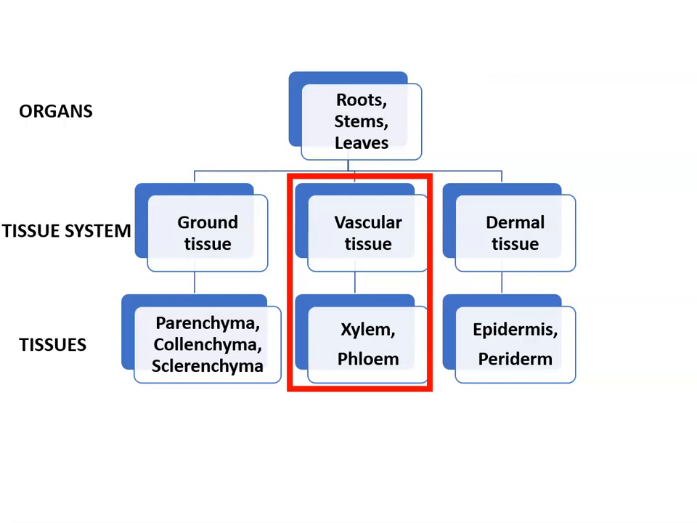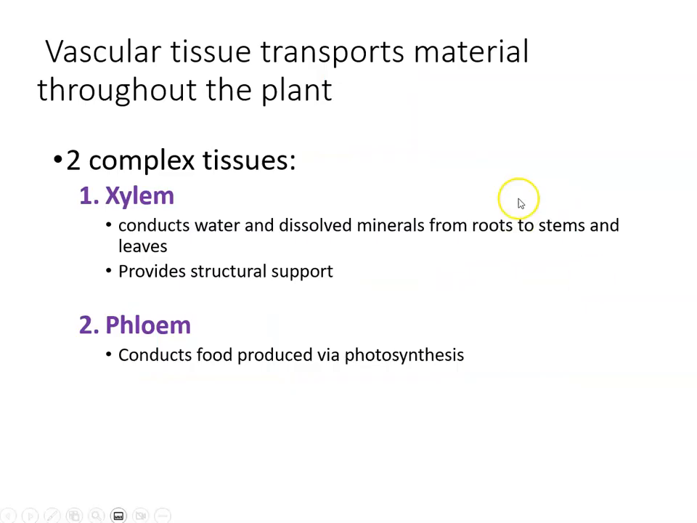So in this lesson, we're going to focus on vascular tissue, specifically xylem and phloem. This is from chapter 28. The purpose of vascular tissue to a vascular plant is to help it transport materials throughout its body.